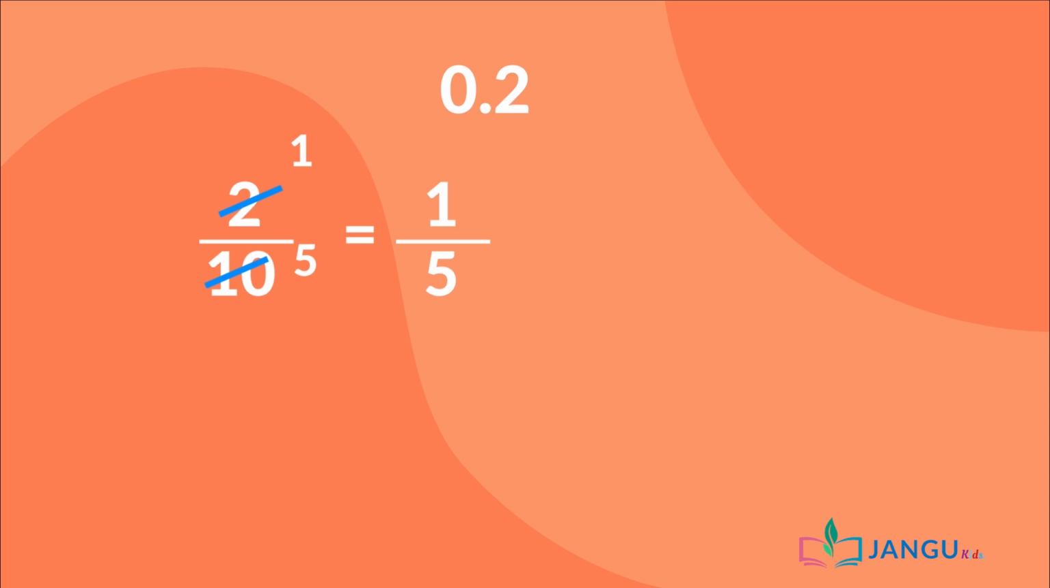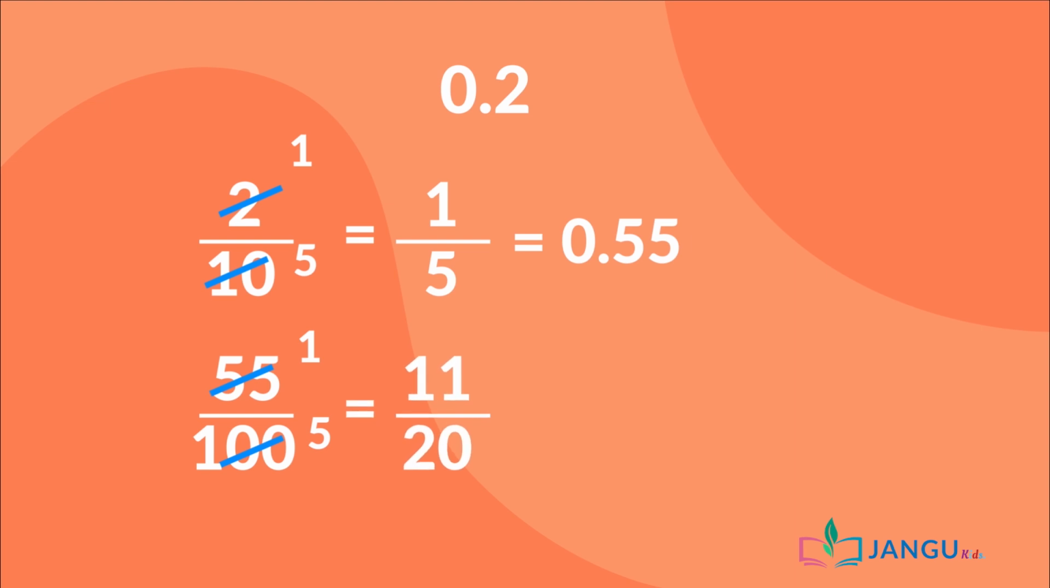Now, can you guess what the answer for this is? Correct! We convert by using 55 as the numerator and 100 as the denominator, giving us 55/100. This can further be simplified to 11/20 if we divide both the numerator and denominator by 5.